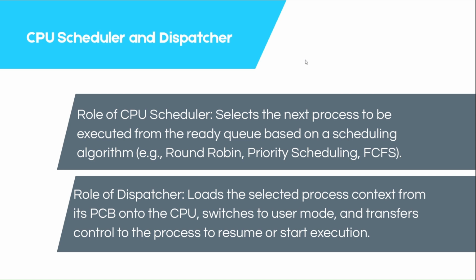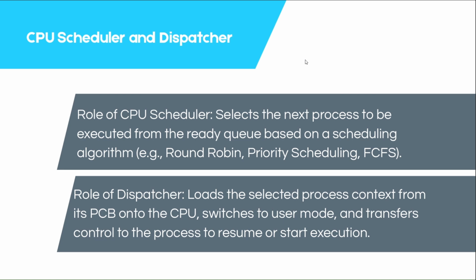After the scheduler selects the process, the next component starts working. This component is called the dispatcher. The dispatcher's job is to give control of the CPU to the selected process. In simple words, the scheduler decides, and the dispatcher executes the decision. The dispatcher performs several important tasks. First, it restores the context of the selected process from the PCB. Next, it switches the CPU from the old process to the next one. Finally, it transfers the CPU's control so that execution can continue.